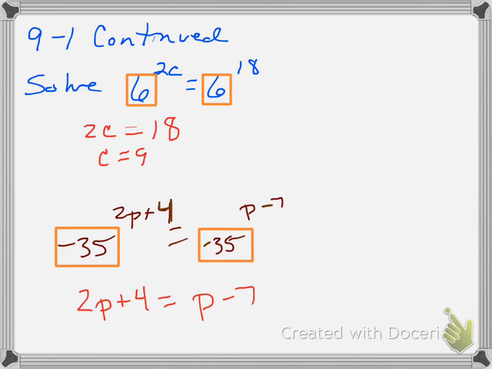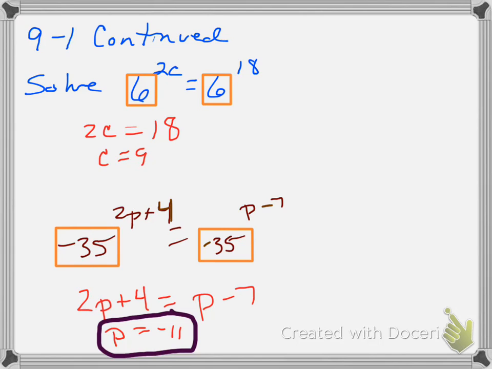Okay, so we're going to subtract that p to the left. We're going to subtract that 4 to the right. And we get negative 11. Negative 11 is the only number that you can put in for p to make both sides the same.